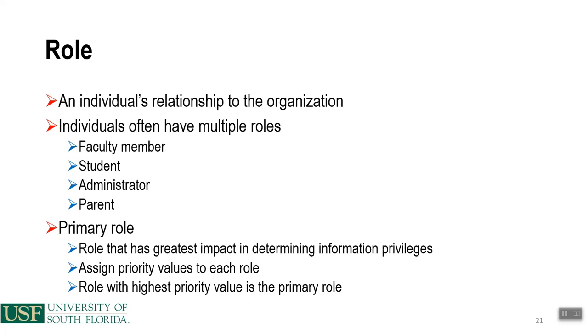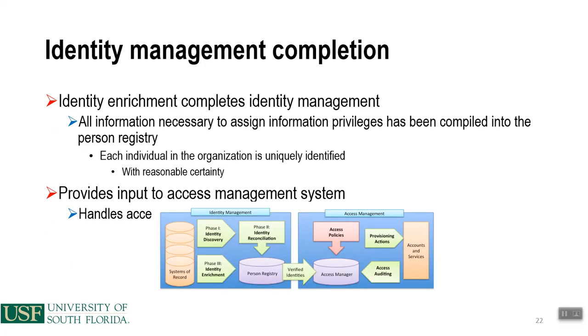And you can define what's called a primary role for a particular person who may have multiple identities that are reconciled together. A primary role is a role that has the greatest impact in determining information privileges. So it assigns priority values to each role, and the role with the highest priority value is the primary role.